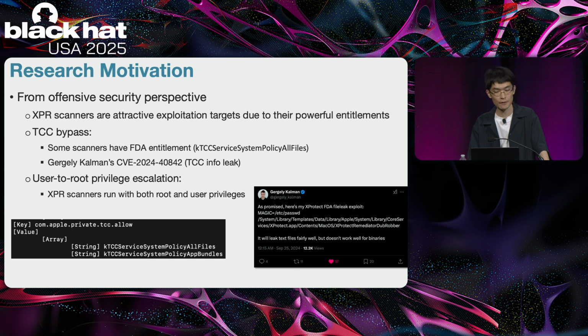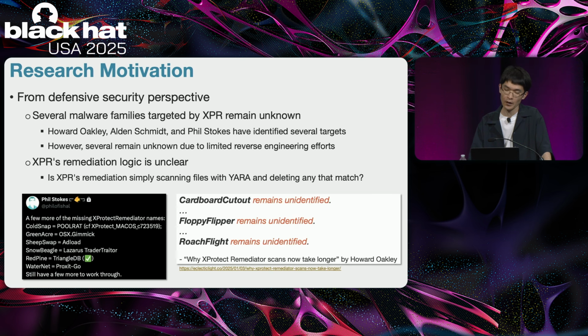But why do we care? First, from an offensive security perspective, XPR scanners are attractive targets because they come with powerful entitlements, like full disk access. So bugs in XPR could potentially lead to TCC bypass. In fact, Gergely Kalman published an exploit on Twitter that demonstrates how to gain a full disk access primitive via one of the XPR scanners. Also, XPR scanners run with both root and user privileges, meaning that a vulnerability in XPR could potentially lead to user-to-root privilege escalation.